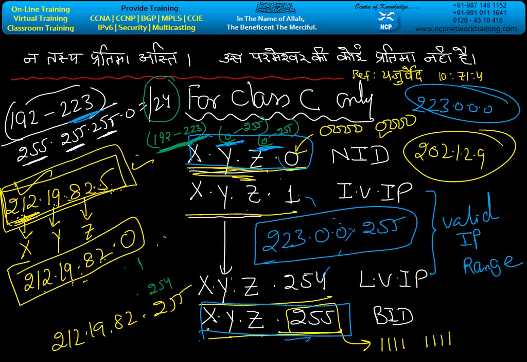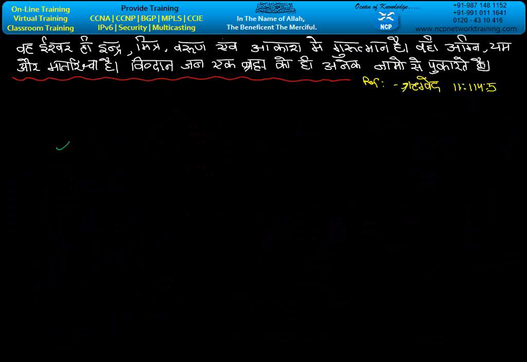So what I was trying to check, let me write another example: 212.19.8.9. I am asking you to get the broadcast ID of this number.